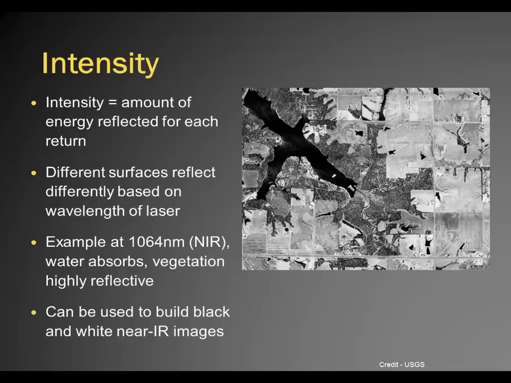Now, each return has an intensity, and we're able to use that intensity for other products. And the intensity is determined to some degree by what it's bouncing off of, because water absorbs differently than vegetation. And when we're looking at intensity, it looks very much like an IR product.